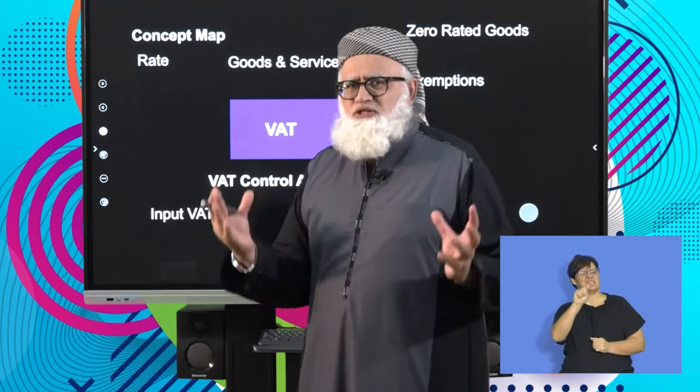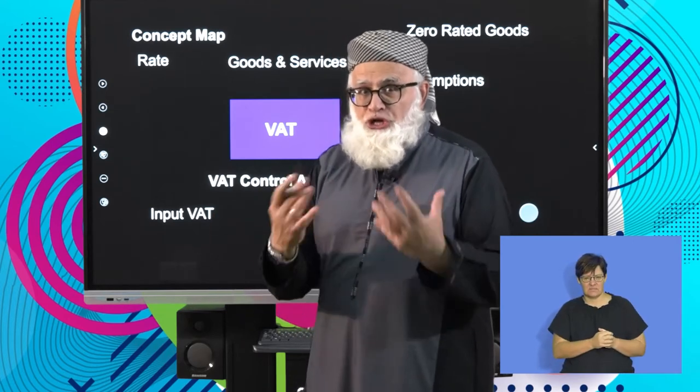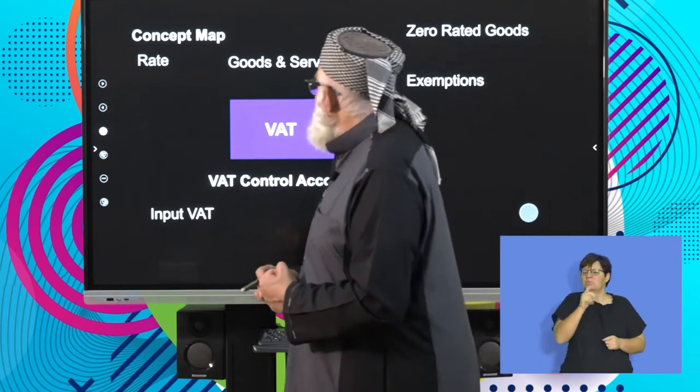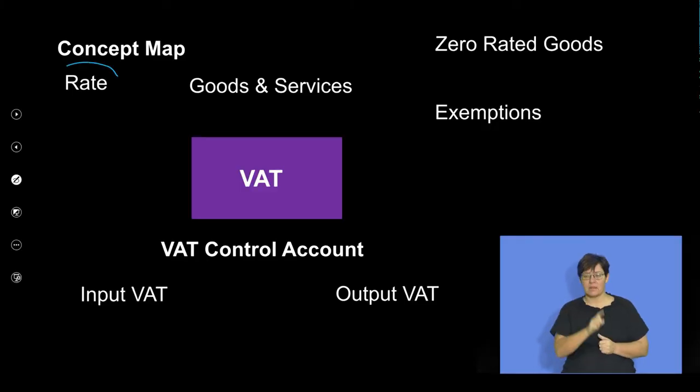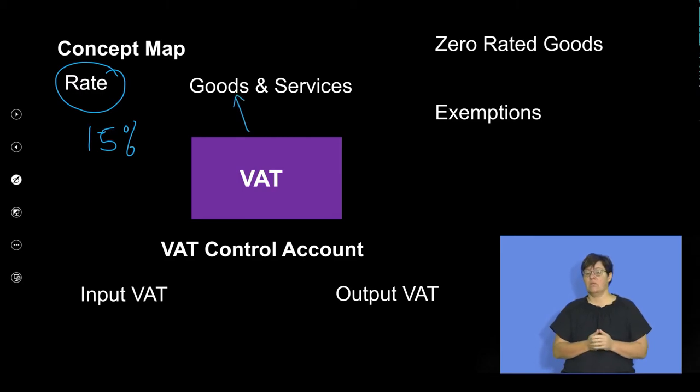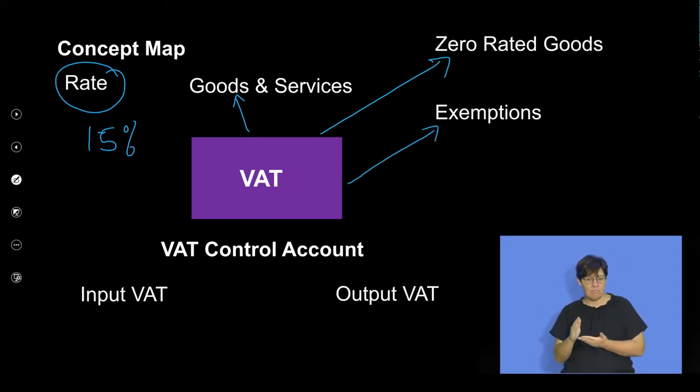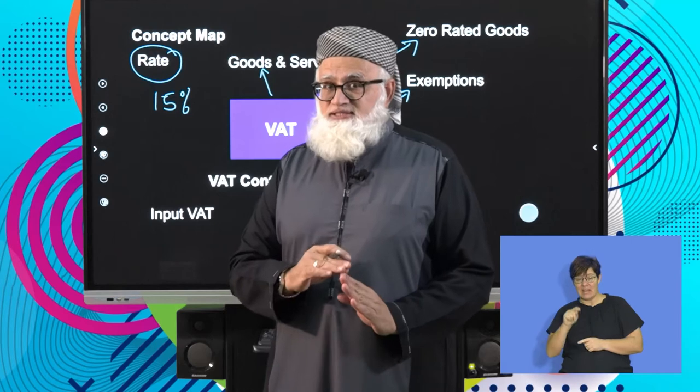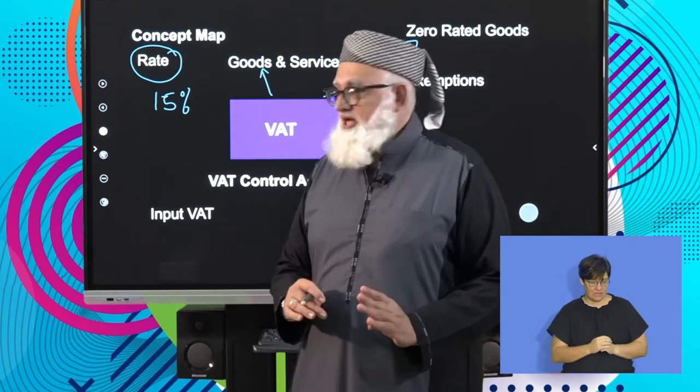What goes into VAT? What is it that you should know about VAT? Firstly, your rate of VAT, which is currently, obviously, 15%. Right? Then you get VAT, obviously, on goods and services. You get some items that are zero rated. You get some items that are VAT exempt. Now, there's a distinct difference between VAT exempt and zero rated. But more about that just now.